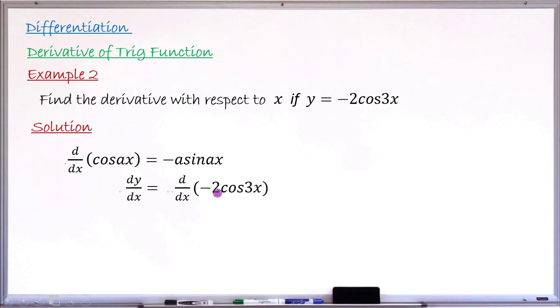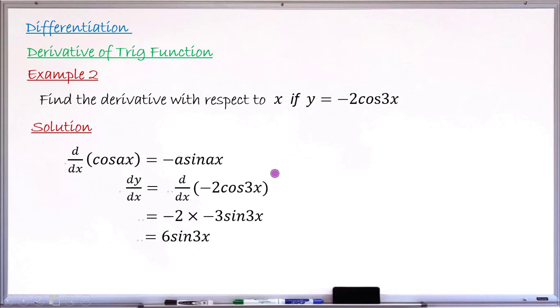So I'll now compare minus 2 cos 3x with my cos ax. In this case, you take cos 3x, this 3 is now your a. So this 3 will now multiply this minus 2 that I already have. Then I'm going to have minus 2 times minus 3 sine 3x. Minus 3 sine 3x is what gives me the derivative based on this very rule, minus a sine ax. So I'll now multiply minus 2 by minus 3 to get a positive 6. That gives me 6 sine 3x. This is the derivative of the function y.